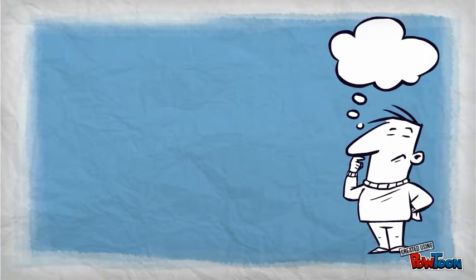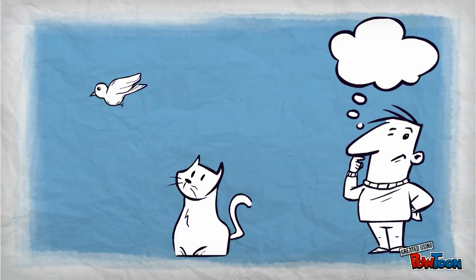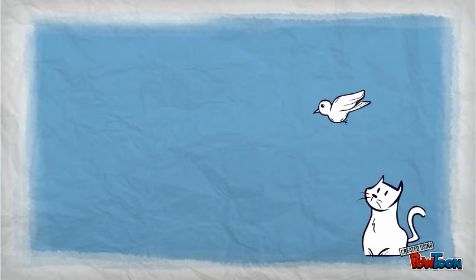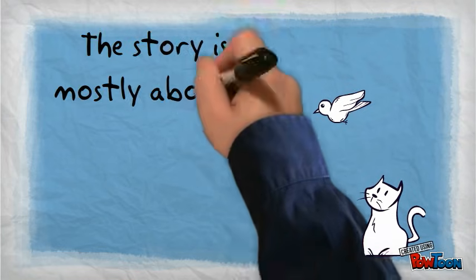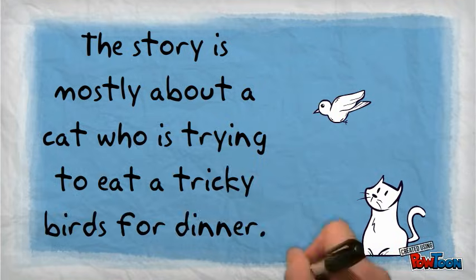For example, I read a story called Why Cats Always Wash Themselves After Eating. To determine my main idea, I asked myself, who or what do all the details tell me about? And what about it? Well, this story is mostly about a hungry cat who is trying to eat a tricky bird for dinner. Now that I have the main idea in my head, I can write it down. So I write, the story is mostly about a cat who is trying to eat a tricky bird for dinner.